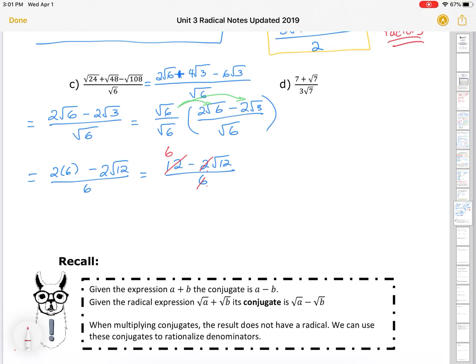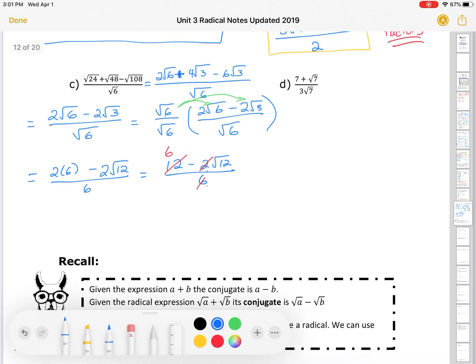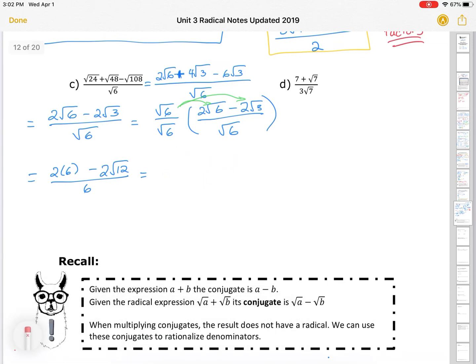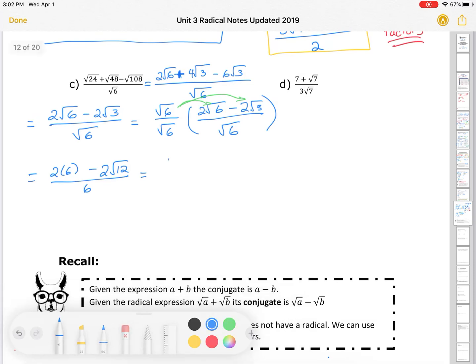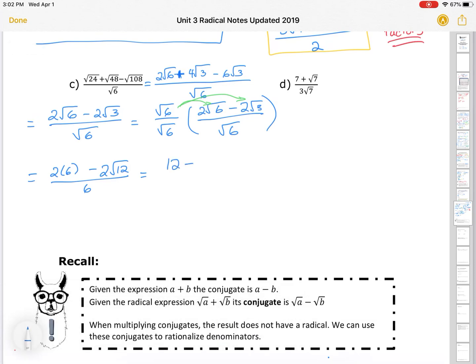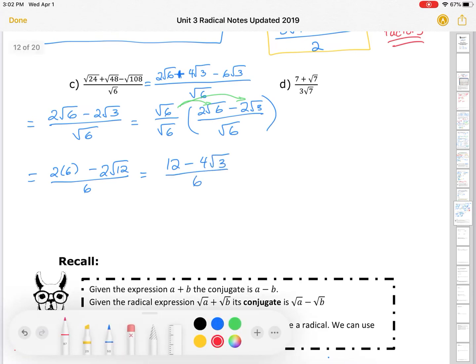So this will be 6. I have another step, so this will be corrected in your notes. So let's just erase this step here for now. Hopefully you all did that in pencil. Because I noticed here I've got a 2 root 12, so I can simplify that further. So I have 12 minus, with the 12 I can take out a 4, or it's 4 times 3, so I can take out a 2. So 2 times 2 is 4 root 3 all over 6.